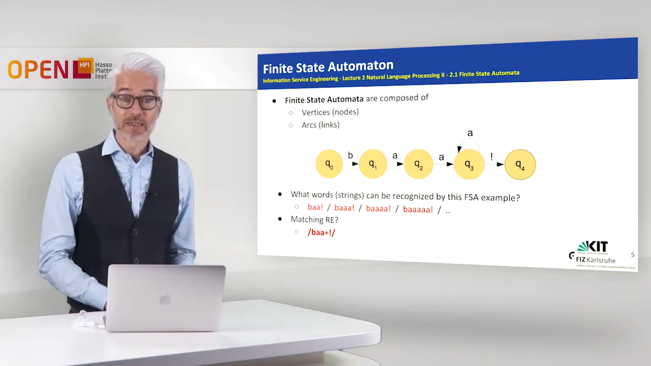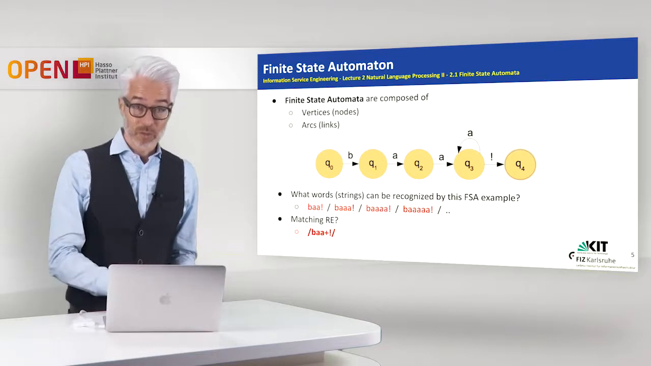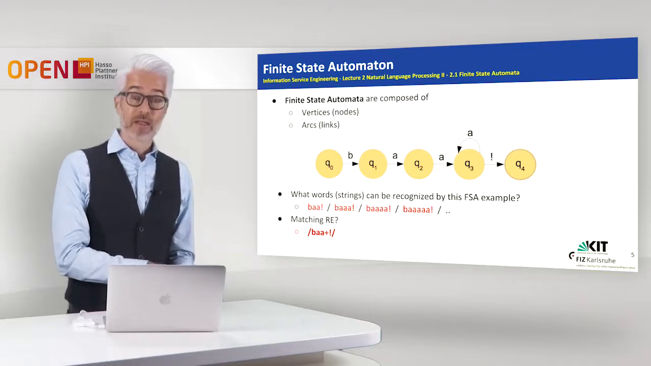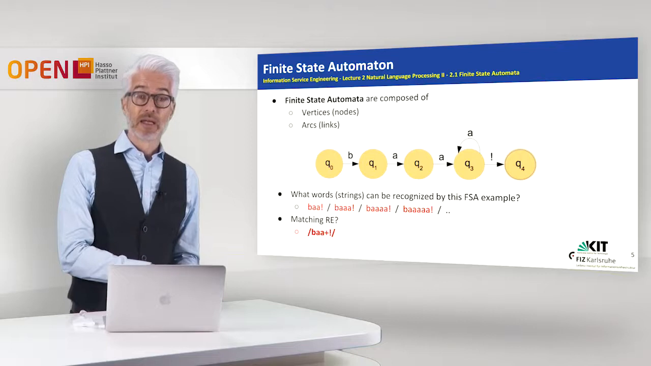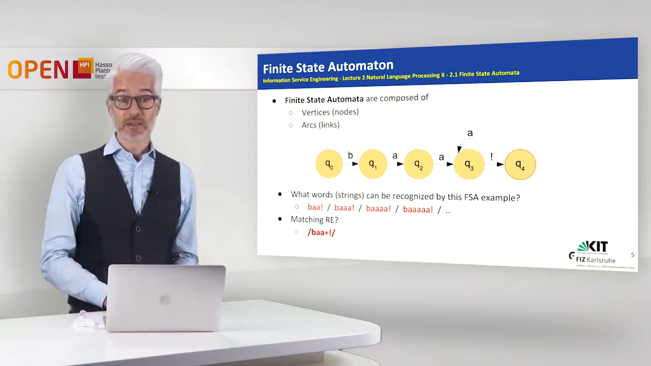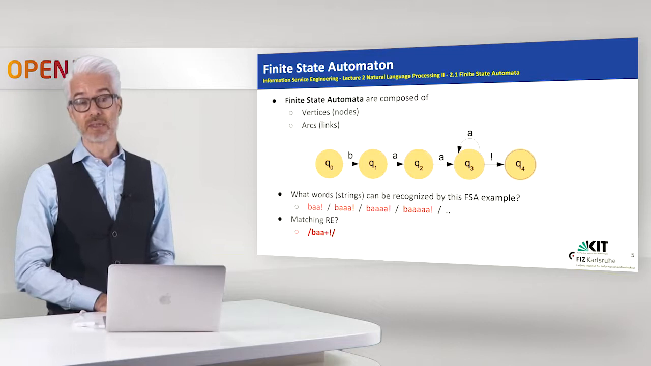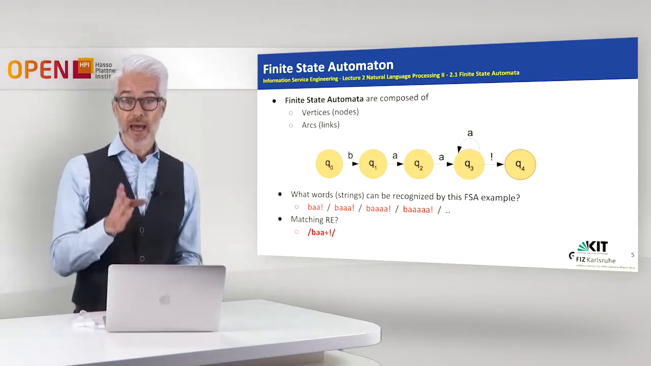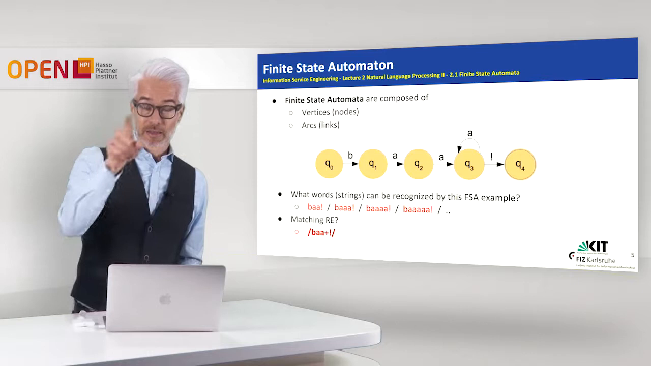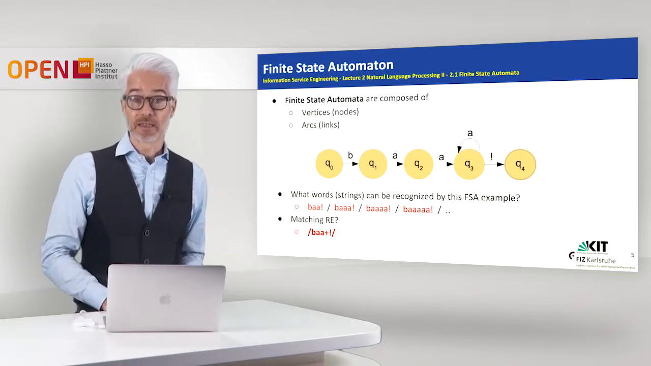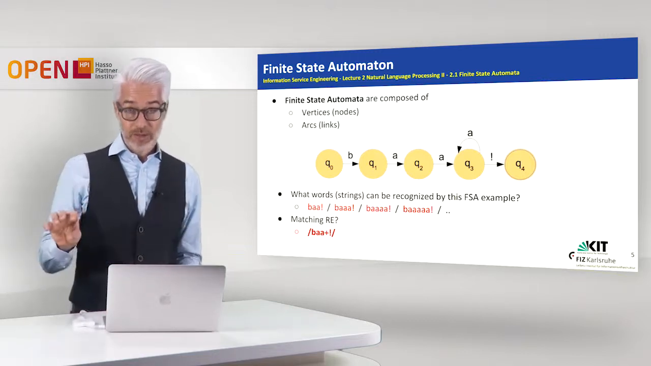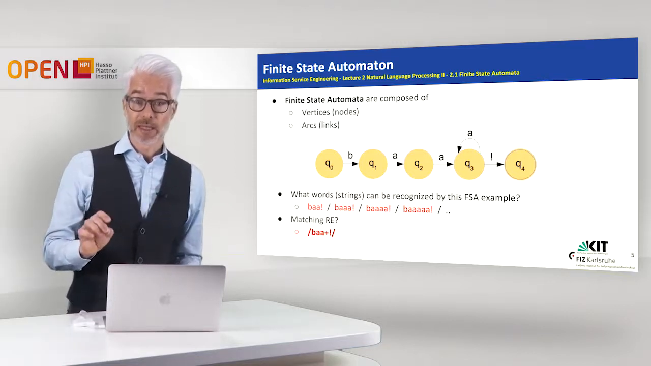The labels on the arcs are the input symbols that the automaton reads. Starting in an initial state, for example Q sub 0, the automaton reads a B, and by reading a B, it undergoes a transition to Q sub 1. The words that can be recognized by this example are, for example, B, A, A, exclamation mark. Then you see Q4, which is specially noted as a double lined circle. This is the accepting state. If this state is reached by executing the automaton, then the input string has been accepted.